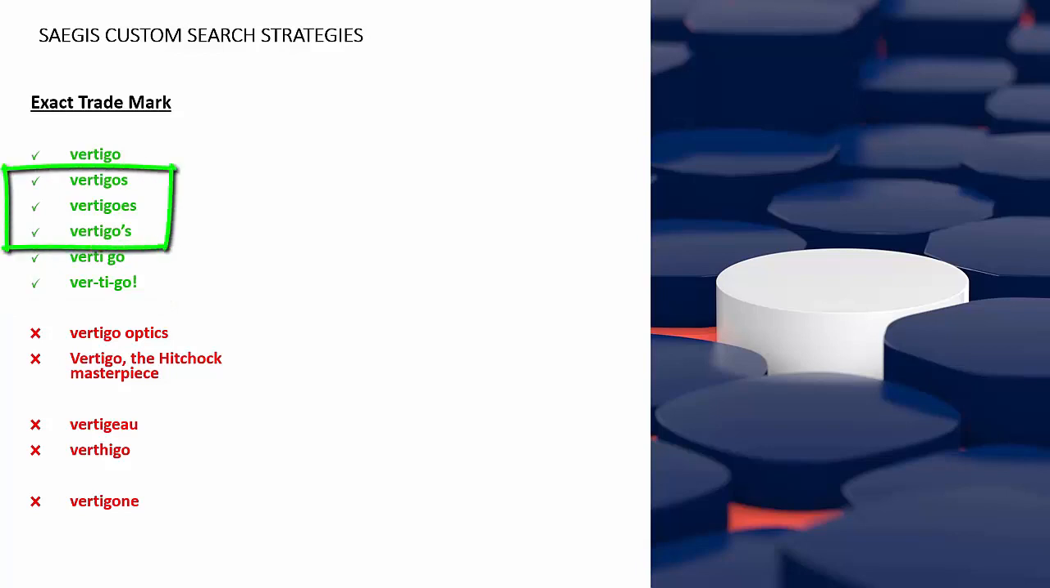If you left the plurals option enabled, SAEGIS will also return plural forms like vertigos, and even the genitive vertigo's, as this is a common misspelling of the plural form. This also covers irregular plural forms like for goose, geese, or child, children. Keep in mind that the plurals option only takes into account English plural forms. Other languages are not covered by this option.